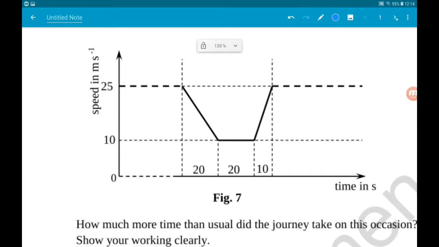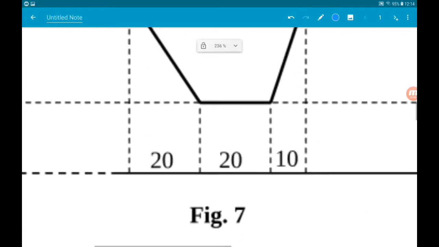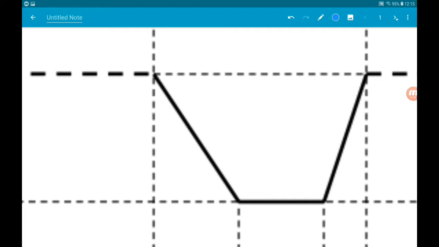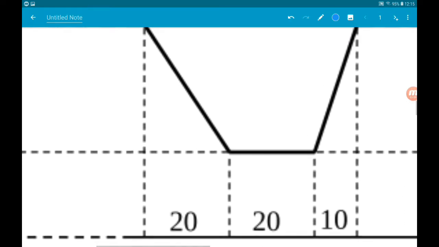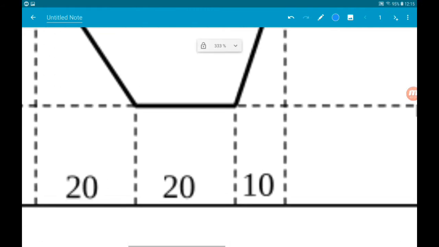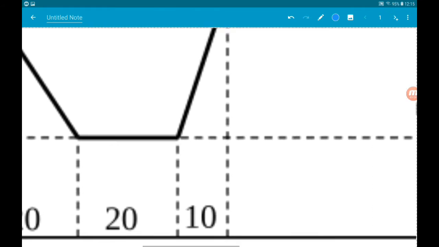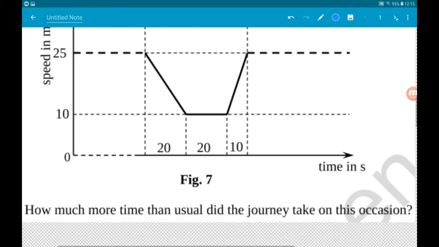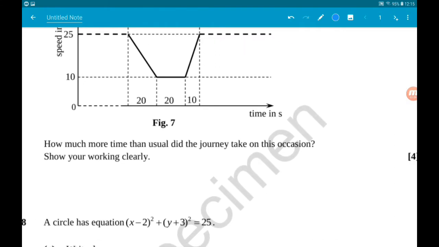So it looks like it was drawn by monkeys. What we are given is the times between the change in speed of the car. So we have a decreasing speed for 20 seconds, a constant speed then for 20 seconds, and then we speed back up for 10 seconds to get back up to 25 metres per second. So our mission is to work out how much more time than usual did the journey take on this occasion.